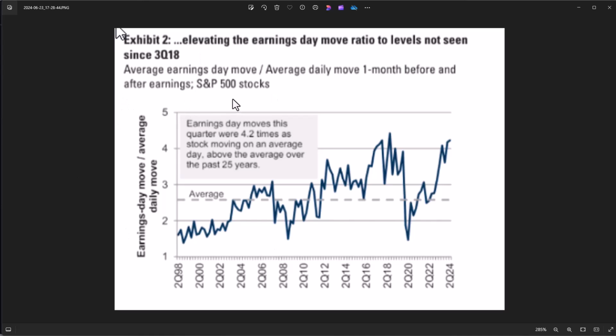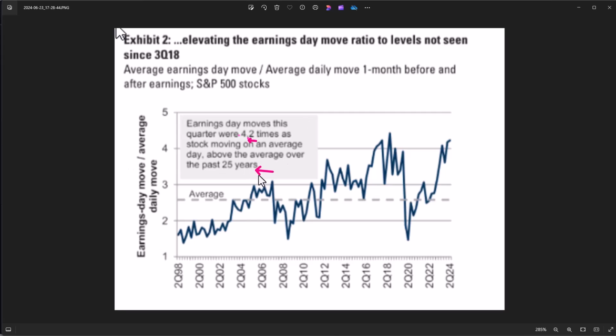This was a really interesting chart put out by Goldman, and it goes through a couple key things. Now, I have shown this before, so I want to just give a refresher. If you look at this level right here, it's going to tie into this 4. You right now on earnings days, these moves this quarter are 4.5 times. That's 4.5 times what you normally are getting on average over 25 years on earnings. That means you're going to get a lot more volatility.